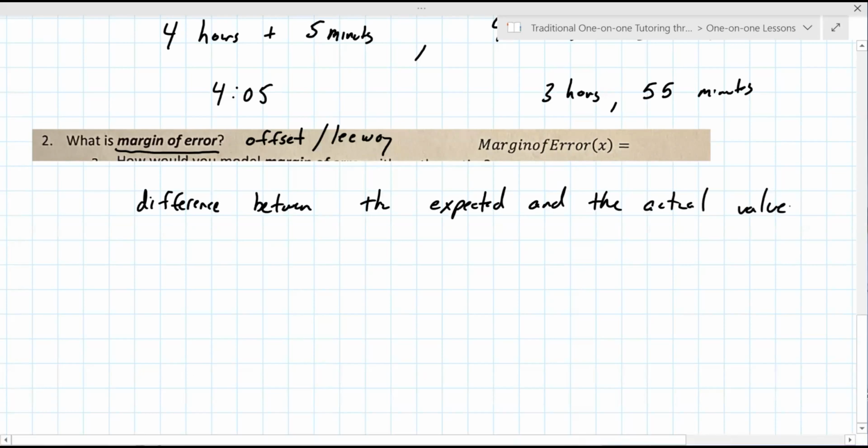Have you taken chemistry yet? Chemistry, no, not yet. Okay. Chemistry labs and a lot of lab reports you may do someday all ask you to calculate margin of error. They want to know what is the expected value and what did you actually get when you did the experiment?